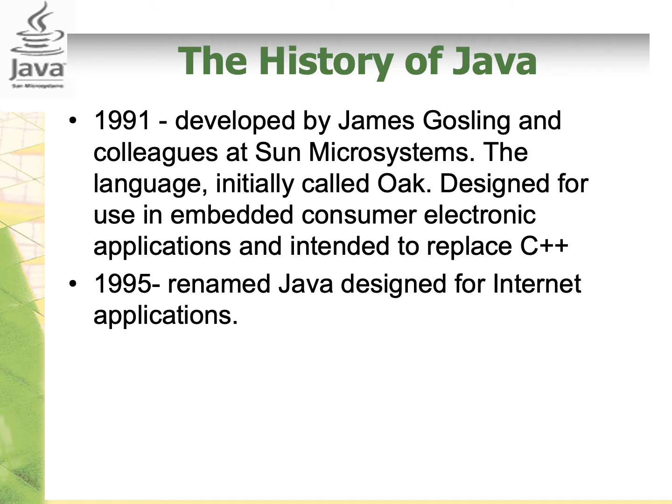The history of Java. Java was designed to be used in embedded consumer electronic applications, and it was intended to replace C++. Initially, it was called Oak. In 1995, Oak was renamed as Java, which is designed for internet applications.